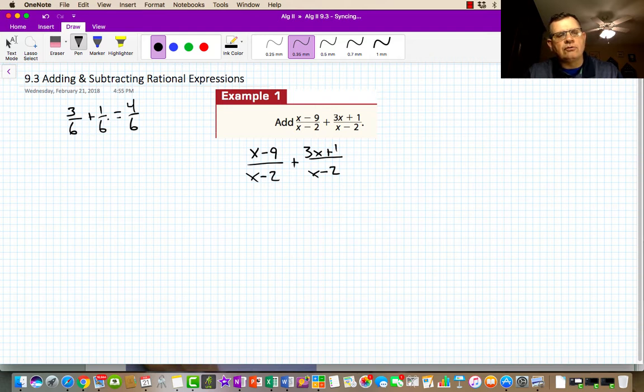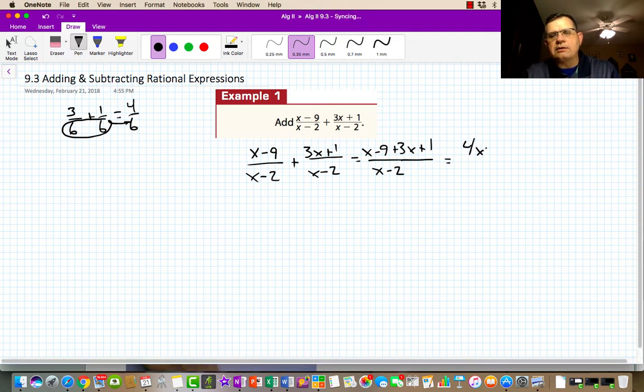And so notice you don't do anything with the denominators. It comes straight across. So this equals, straight across, x minus 2. And now we add the numerators. x minus 9 plus 3x plus 1. And so that simplifies. x plus 3x is 4x. Minus 9 plus 1 is minus 8. All over x minus 2.